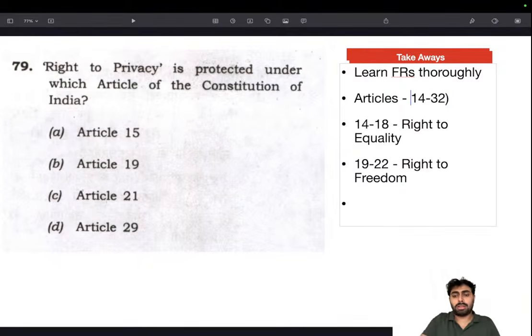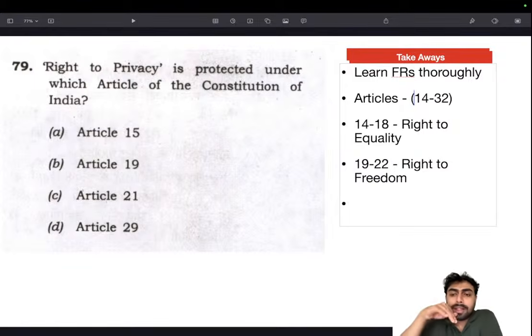14 to 32, you need to categorize it based on this: right to equality, right to freedom, right against exploitation, right to freedom of religion, cultural and educational rights. Those kind of things you need to have an idea, because UPSC has explicitly asked which article Article 17, right against untouchability, comes under. If you have an idea that it's under right to equality and Article 17 is there, you can choose it. So learning it like this really helps.